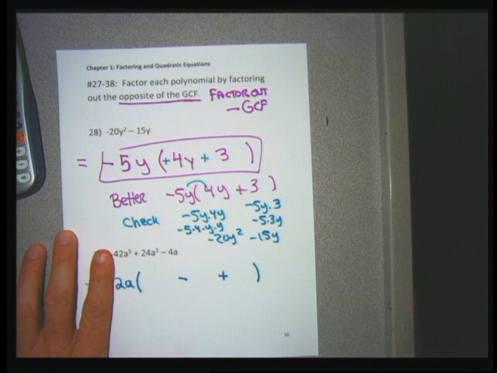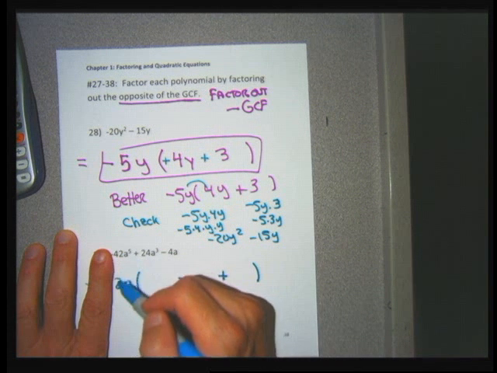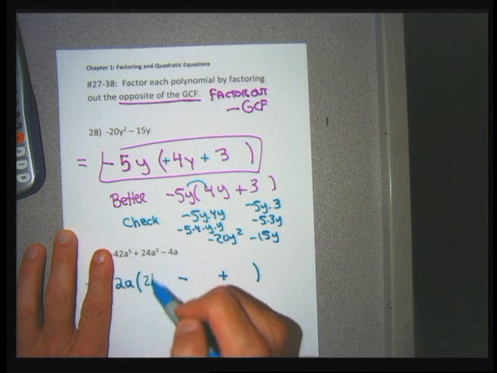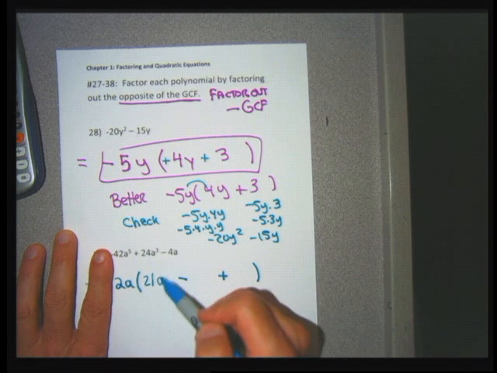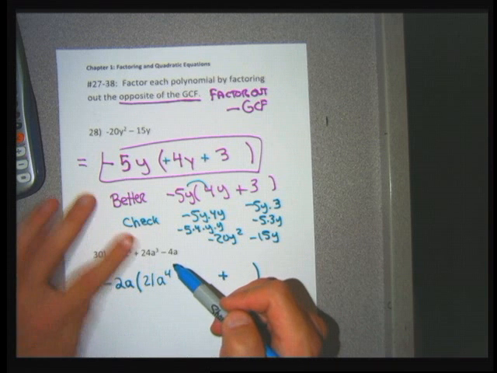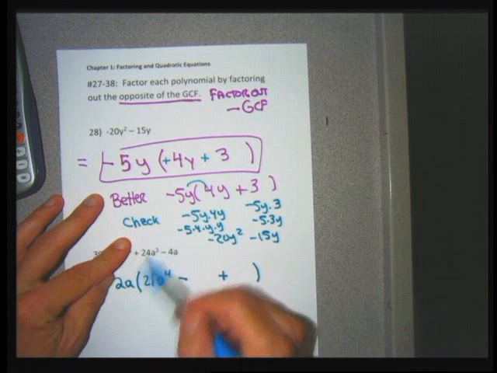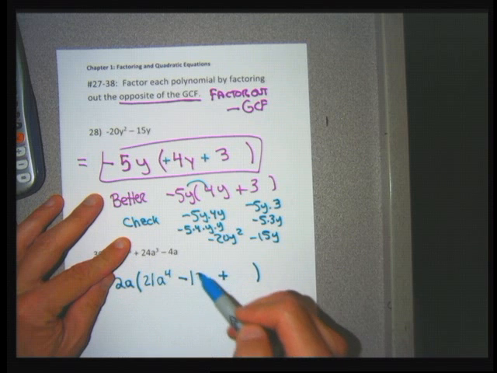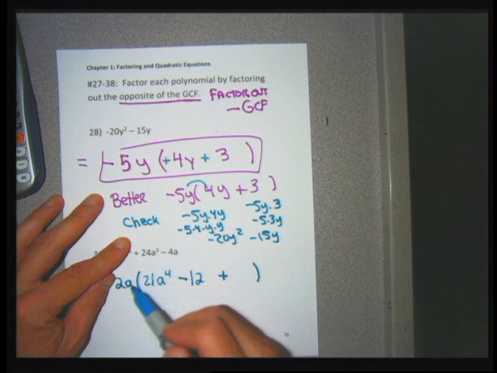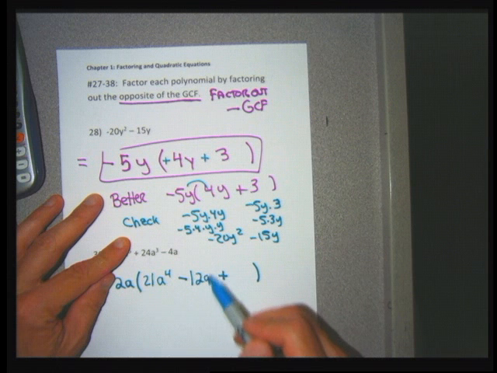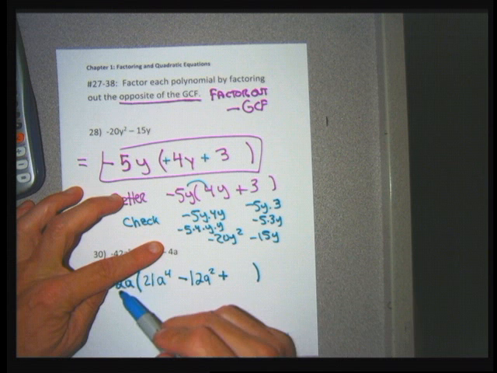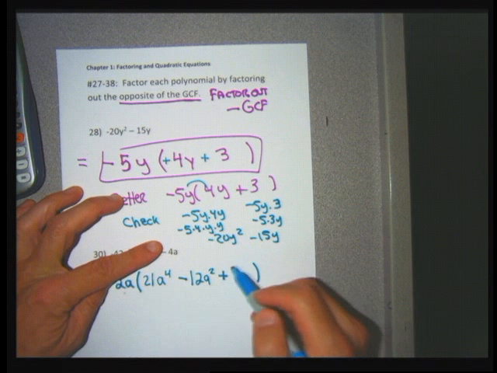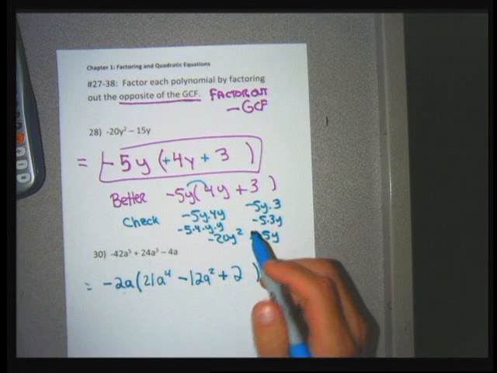And now I'm going to figure out what goes inside the parentheses in addition to the signs. First piece, 42 divided by 2 is 21. The first piece had 5 A's. I took 1 A away. I have 4 A's left. Second piece, 24 divided by 2 is 12. I had 3 A's. I took 1 A away. I'm left with 2 A's. Last piece, 4 divided by 2 is 2. I had 1 A, I took it away, I don't need an A.